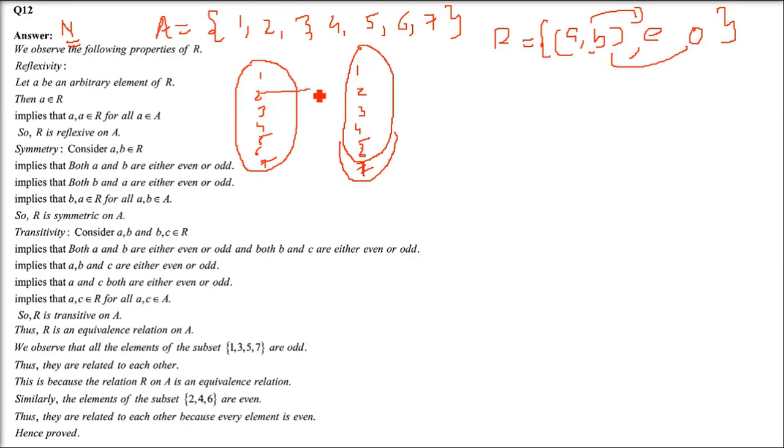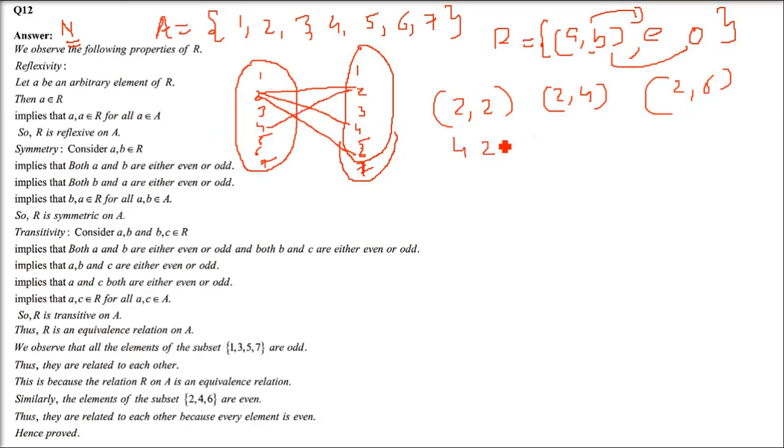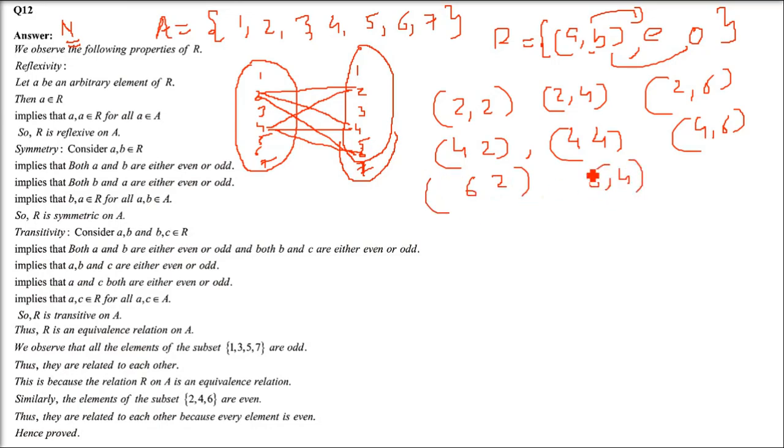So 2 can relate with what? According to the condition, both have to be even: 2, 2; 2, 4; 2, 6. 2 can only get related with 2, 4, 6, because the condition is that both can be even or both can be odd. Coming to the second even number, 4 can relate to 2, 4 can relate to 4, and 4 can relate to 6. Now 6 can be related with 2, with 4, and with 6, because the relation condition is both even or both odd. So we are just taking both even.